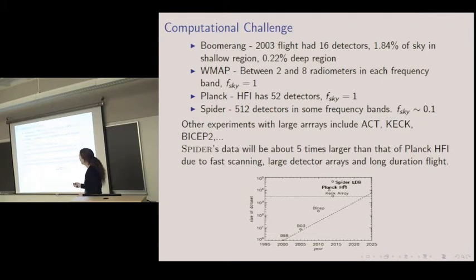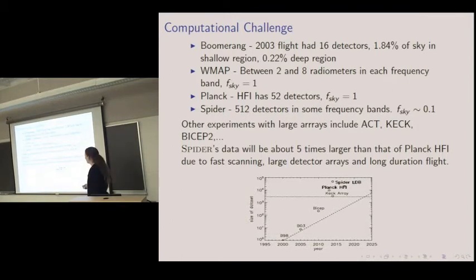However, Spider will have 512 detectors in two focal planes per frequency band and measure about 10% of the sky. So it's a massive increase in the size of data to be analysed. And some examples of other experiments are Galactic and Bicep, which are also very large arrays.